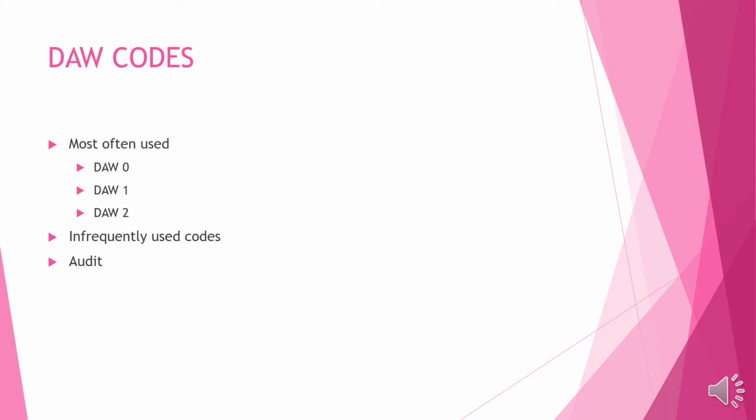DAW codes, or dispense as written codes. The dollar amount of a prescription also depends on orders, such as dispense as written drugs that require specialty codes. The three codes that are the most often used in the pharmacy setting are DAW0, DAW1, and DAW2.